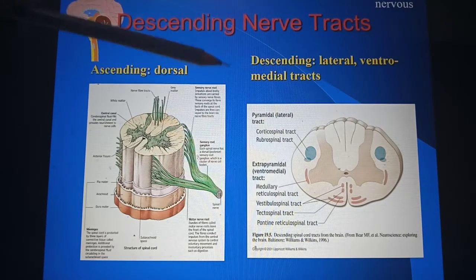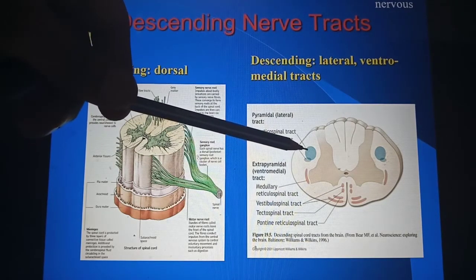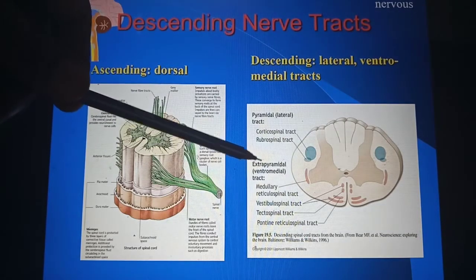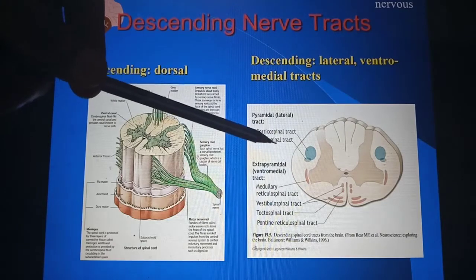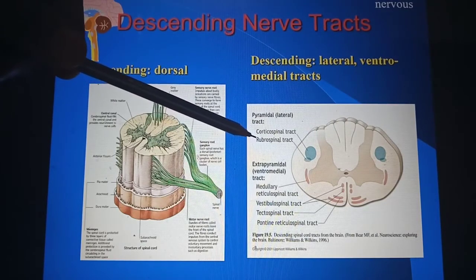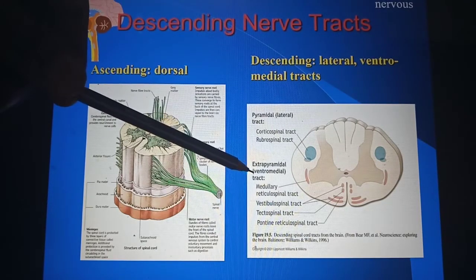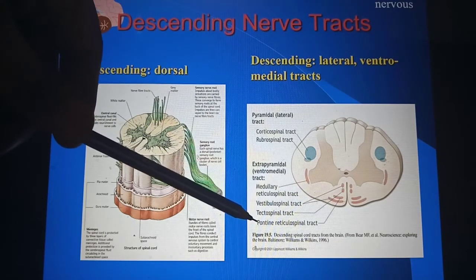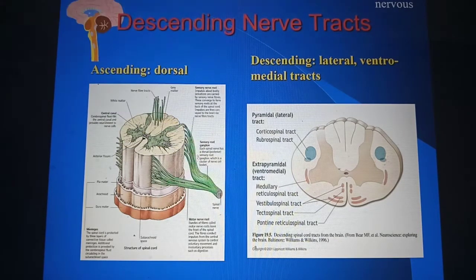Okay, so here you can see the various tracts. One is the corticospinal tract, the rubrospinal tract, then these are pyramidal tracts. Okay, corticospinal and rubrospinal are pyramidal tracts. Extrapyramidal tracts are the medullary, vestibulospinal, tectospinal, pontine. Okay, they are all descending tracts.